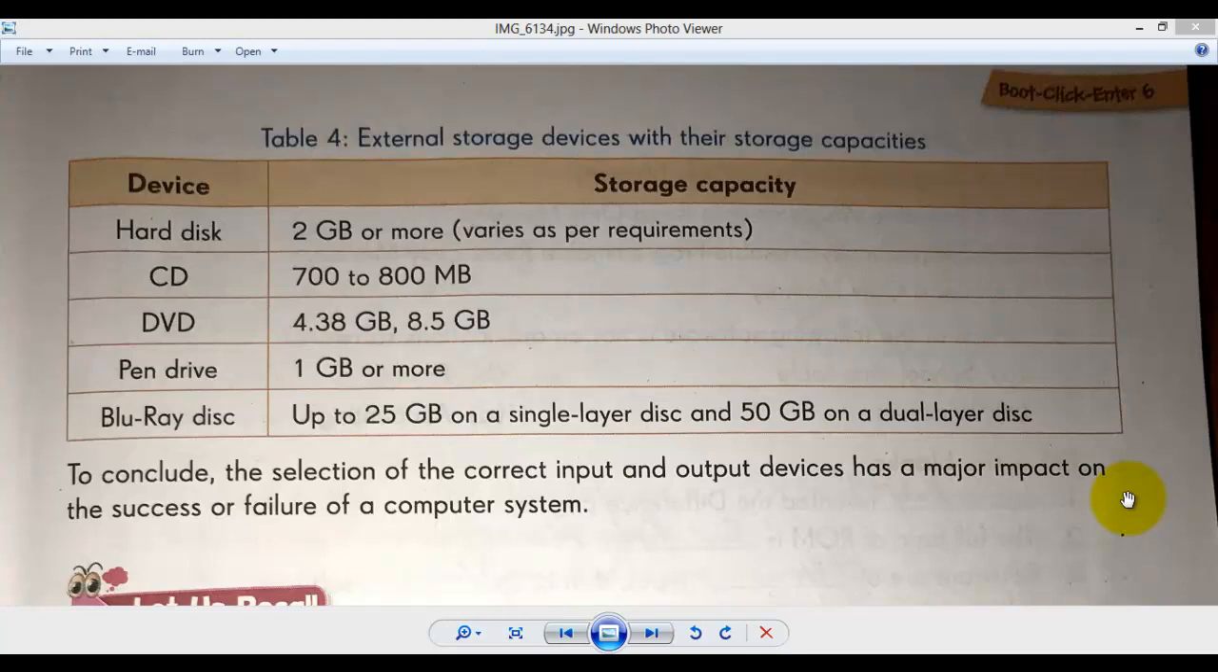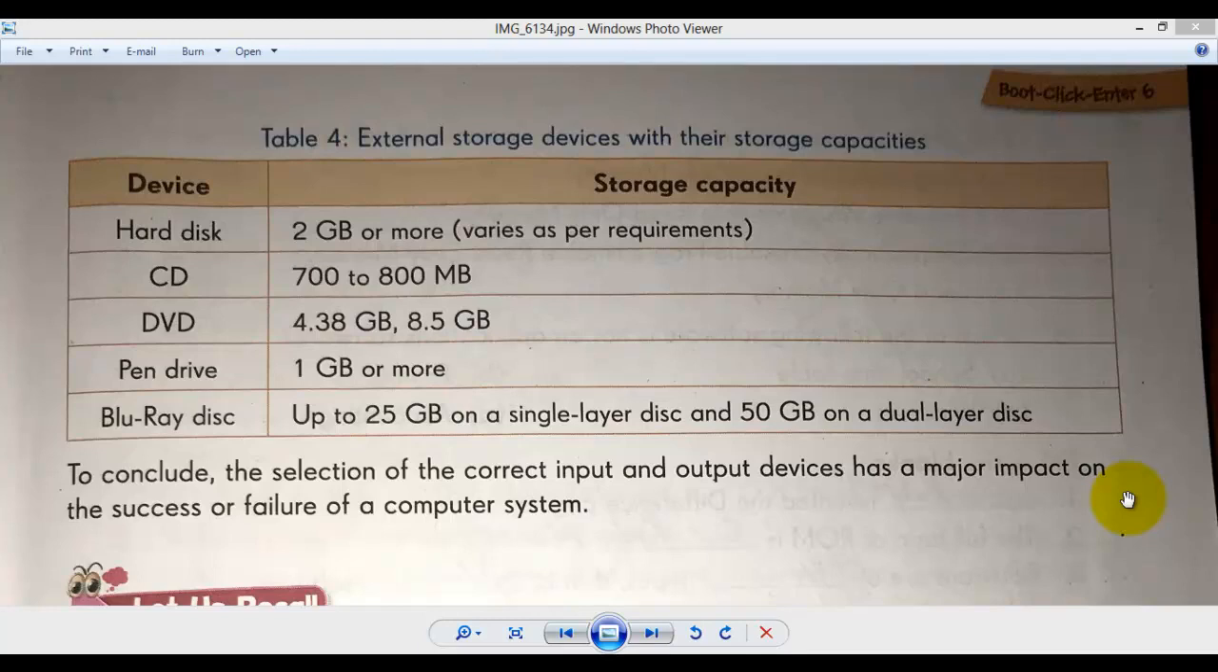While choosing input and output devices for a computer system, it is very important. It has a major role in the functioning of a computer system. So while choosing any input output devices for your computer system, you have to consult with a technician or a knowledgeable person. It will impact the computer system's speed and everything.